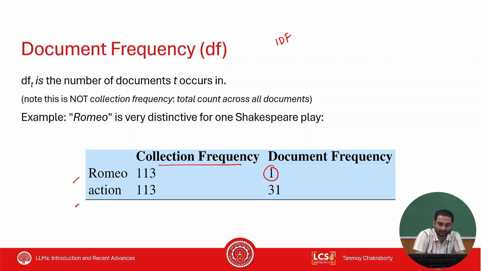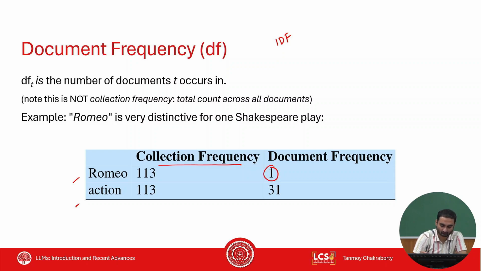By the way, what is this collection frequency? Collection frequency is the sum of the counts of this word across all the documents. Term frequency is with respect to one document. Collection frequency is the sum of all the counts in all the documents, and document frequency is the number of documents where this particular entry appears. Clear?